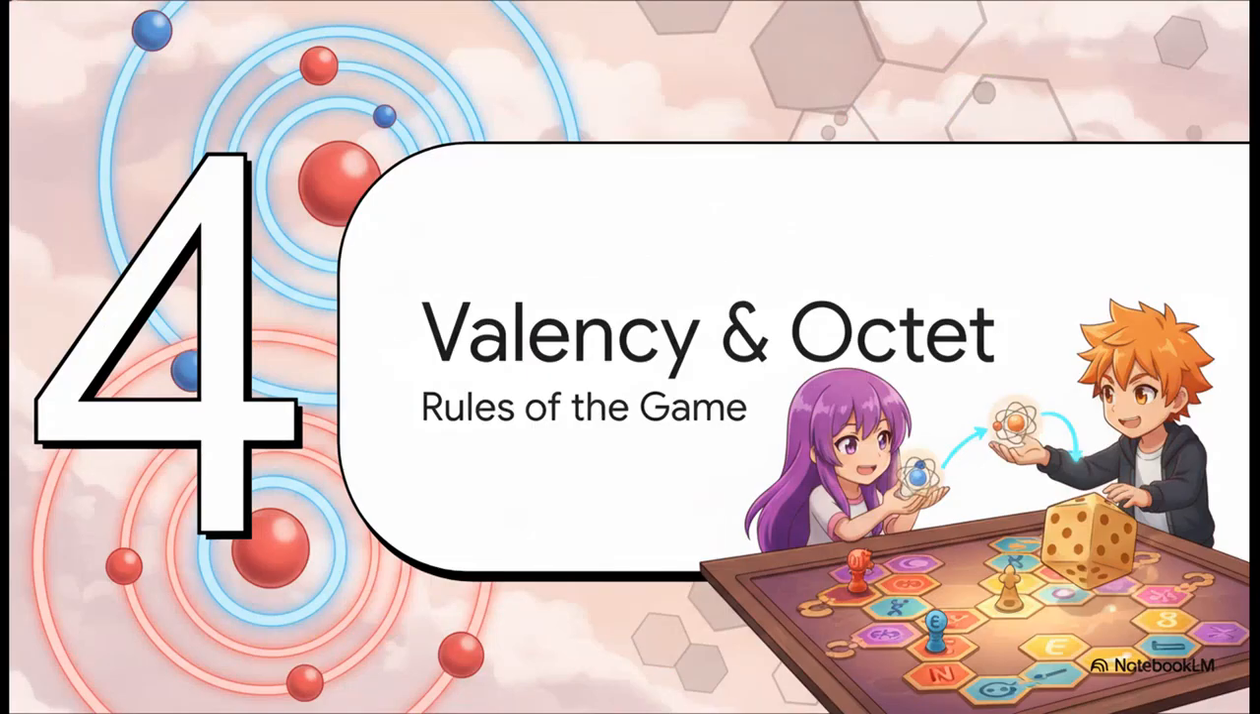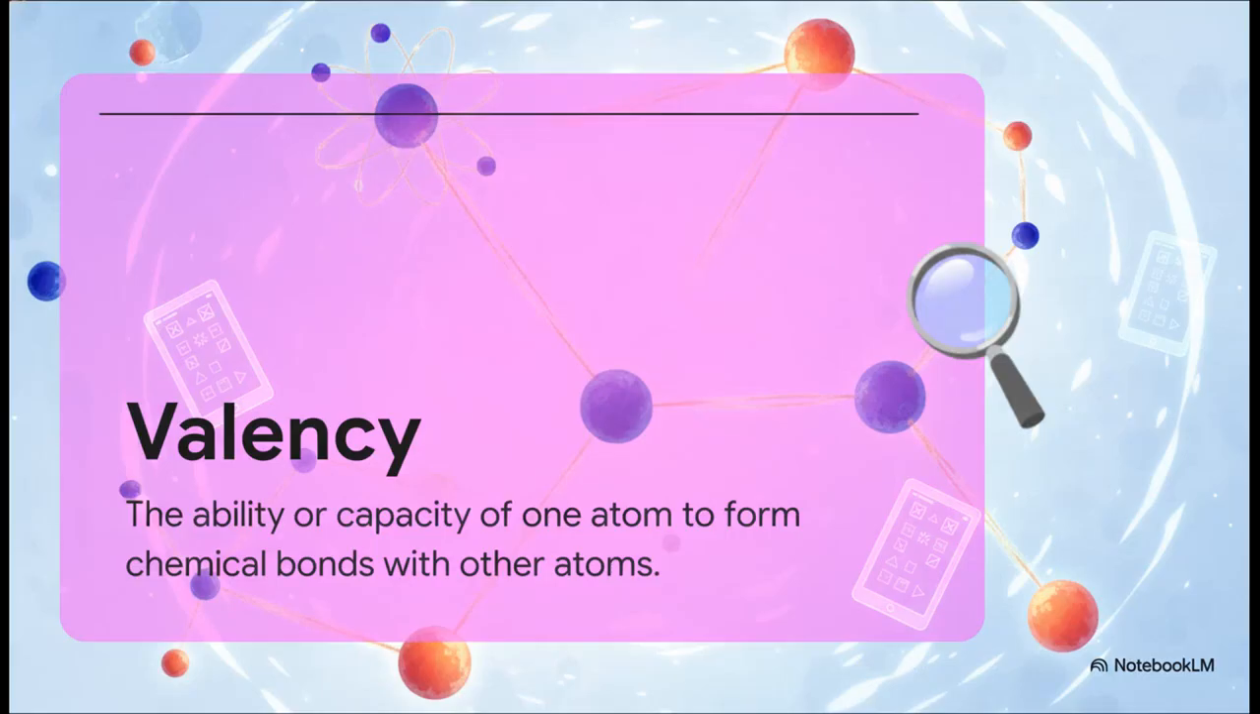All right, up next is Section 4, Valency and the octet rule. The rules of the game. So we now completely understand the how of atomic bonding, right? They transfer or they share. But as focused learners, we really need to dig into the why. Why do atoms even bother bonding in the first place? Like, what's their underlying motivation?